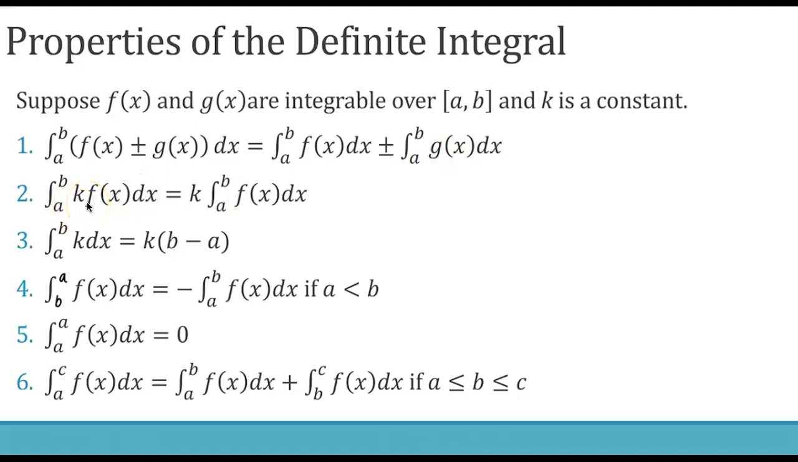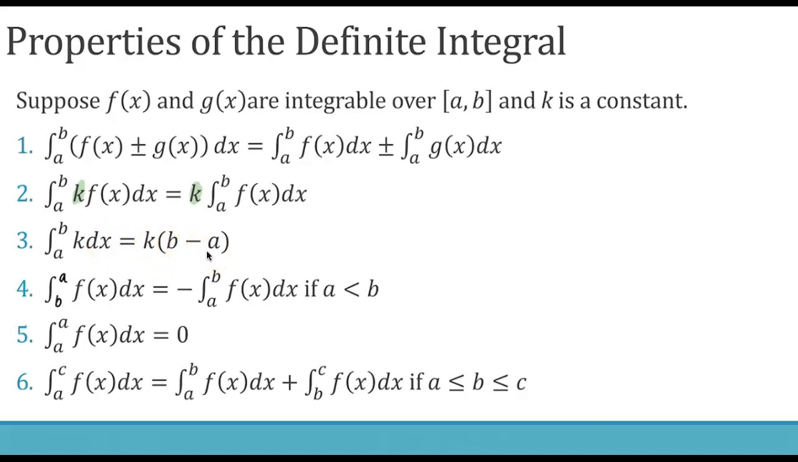The second property says that if we have a constant, k, multiplied by a function, so a coefficient, we can pull that coefficient out of the definite integral. The third property says if I integrate from a to b over a constant, then the answer is just the constant times b minus a.